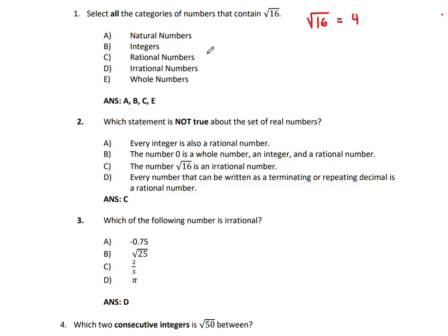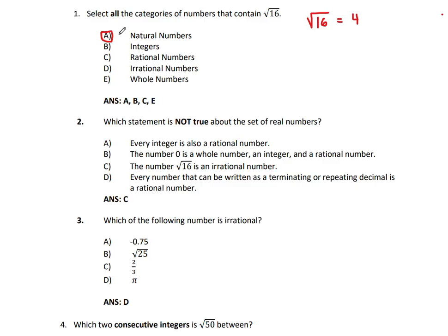Now let us ask ourselves the question, in which of these categories would 4 fall? Is 4 a natural number? Yes, 4 is a natural number. Natural numbers are counting numbers beginning at 1. So 1, 2, 3, 4, 5, etc. are all natural numbers. So yes, 4 is a natural number. We're selecting all categories in which 4 falls.